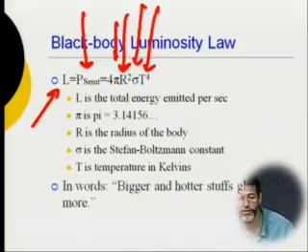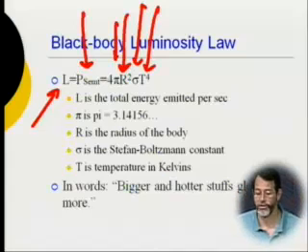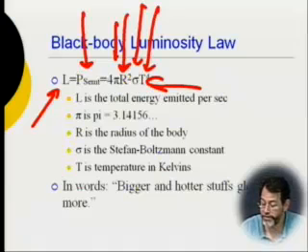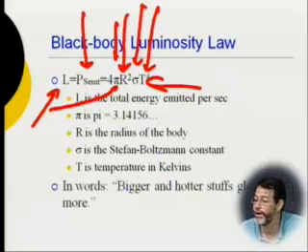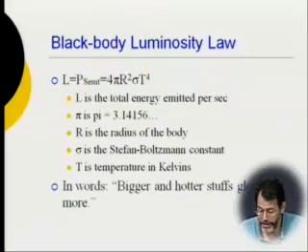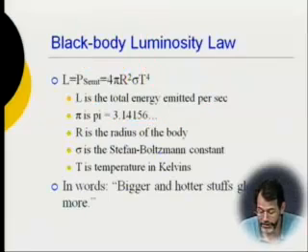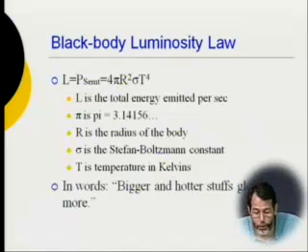This looks like a lot of mumbo-jumbo at first, but it tells you something very directly. It says two things, one of which you already know. The hotter it is, the brighter it is, the more it glows. And the other thing says, also, the bigger it is, the brighter it is. And these two things work together. Pi is the same number that we all know, at least to several digits. In other words, the black body luminosity law is: bigger and hotter stuff glows more.